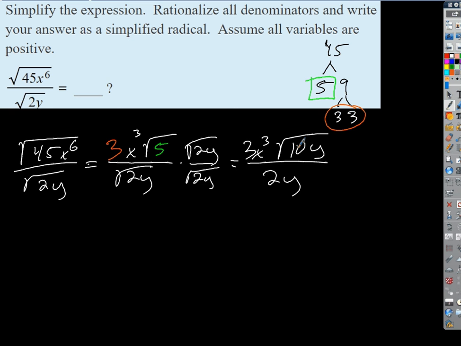Can't go any further. Sometimes people ask the question, can I cancel the 10 and the 2? No, and how come? Yeah, good. The 10's inside the radical, so it's off limits, right? Just like I can't cancel those y's because this one's in the radical, okay?